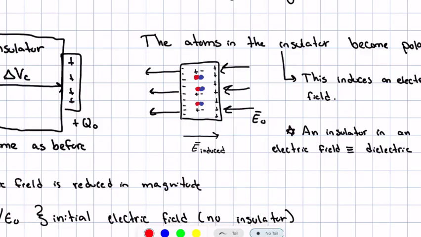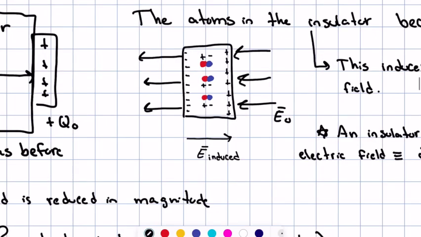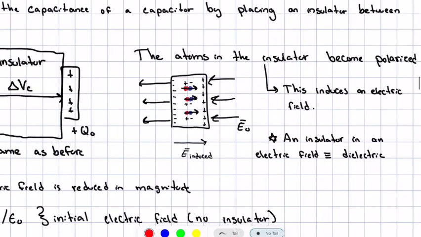But if we were to draw our electric field lines, we see here that they are inducing this electric field going to the right, which is in the opposite direction of our normal or original electric field that we call epsilon naught. So that's what's happening there.